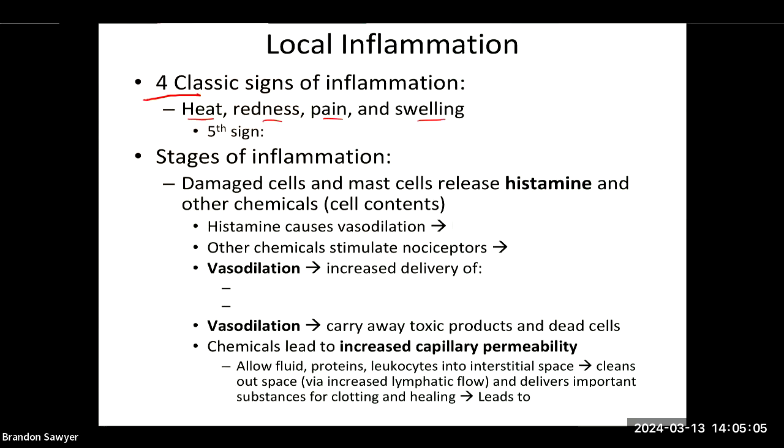Okay, the 5th one that's kind of added more in fields like physical therapy and occupational therapy is impairment of function. It's not necessarily considered one of the classic signs, but usually you've got some stiffness or some rigidity or some weakness in that area as well, which would lead to a decrease in function.